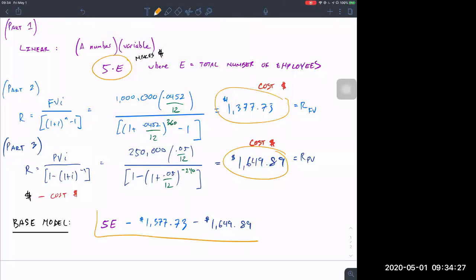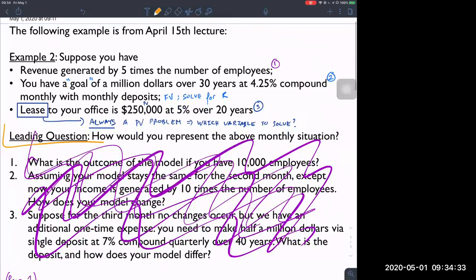All right, and that's it, right? This box translates to this question right here. How would you represent the above monthly situation? That basically means make me the model, right? I'm not looking for anything fancy. It's just, hey, this is what it is, and this is what I'm asking for. And it's just a nice way to pull it all together, if you will.